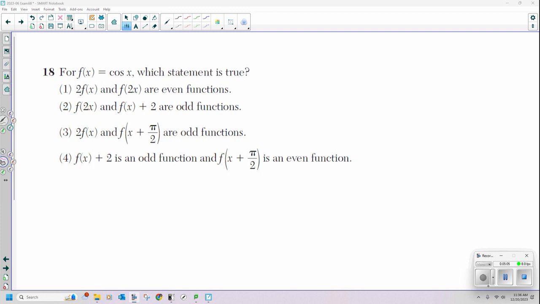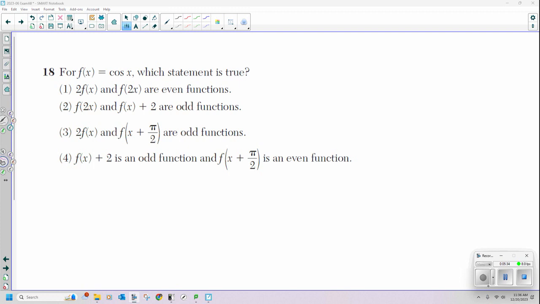18 states f of x equals cosine of x. Which statement is true? Number 1, 2 times f of x and f of 2x are even functions. Then it says f of 2x and f of x plus 2 are odd functions. Then choice 3 gives us 2 options that are odd functions. And choice 4 gives us 2 options, and they're saying one is odd and one is even.